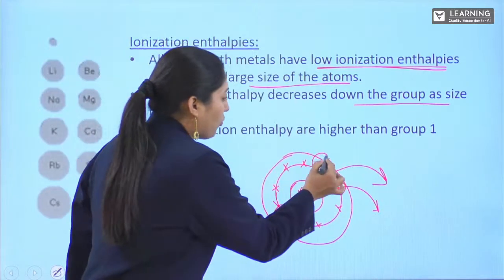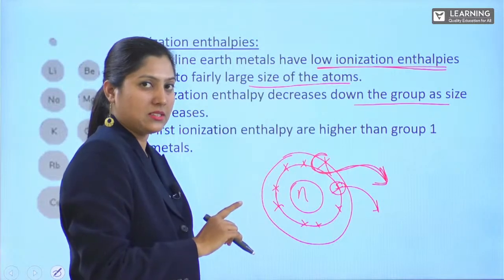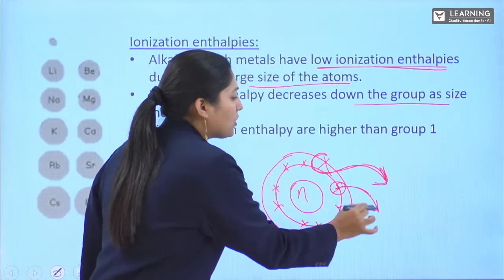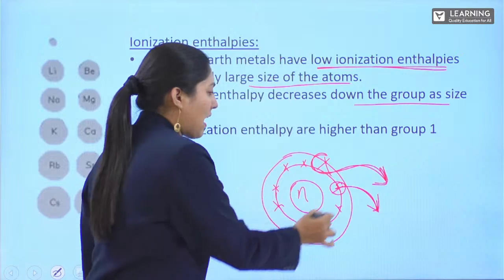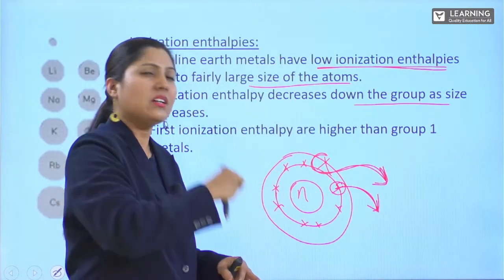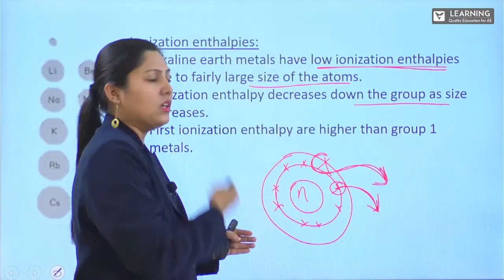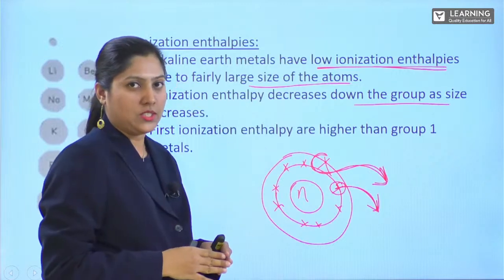That means the first ionization enthalpy is easier to remove from alkali metals. But the second one is not so easy because it has the noble gas configuration. It is already stable. It cannot give away one more electron. If that has to happen, we need to give more energy.